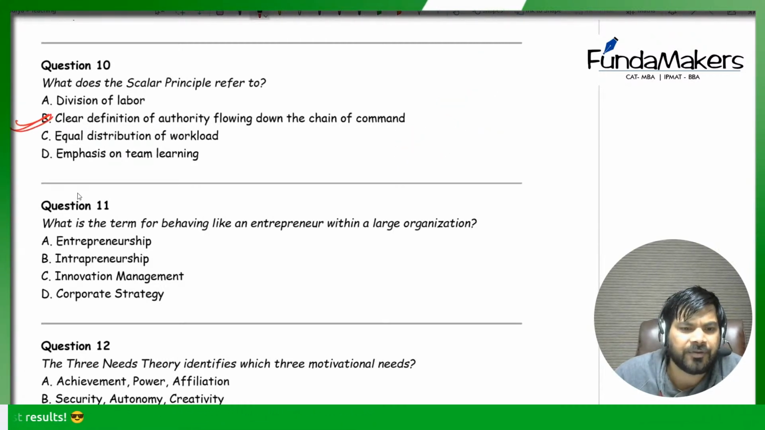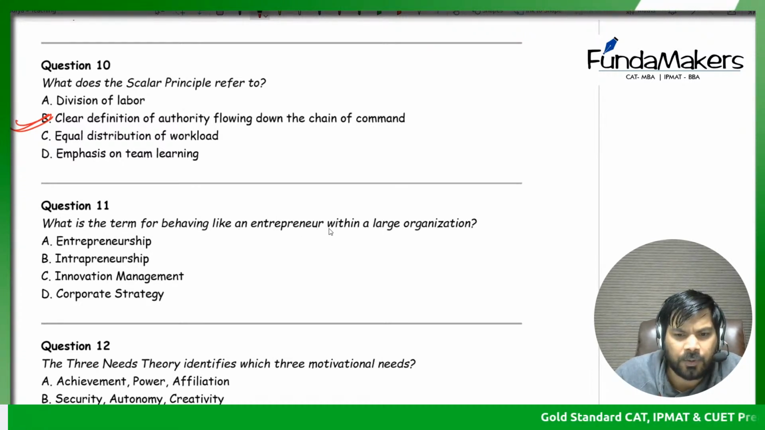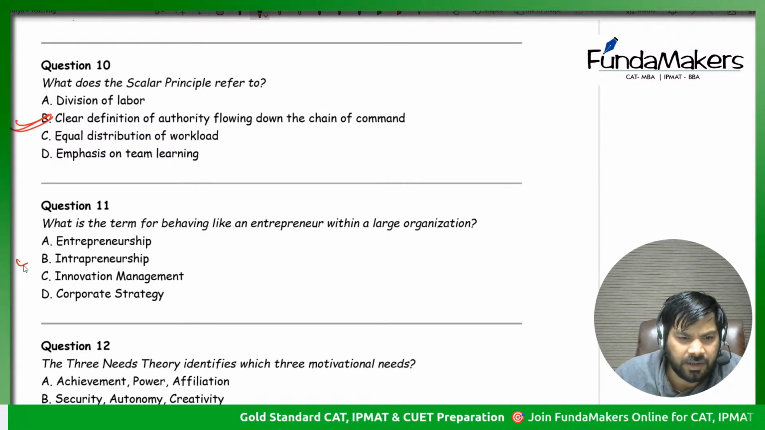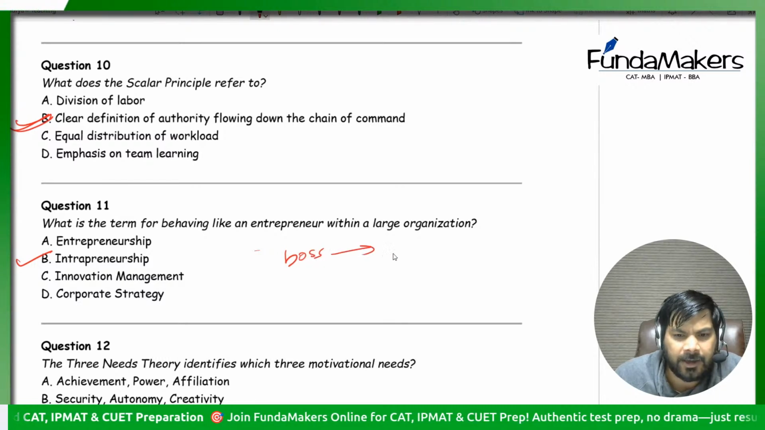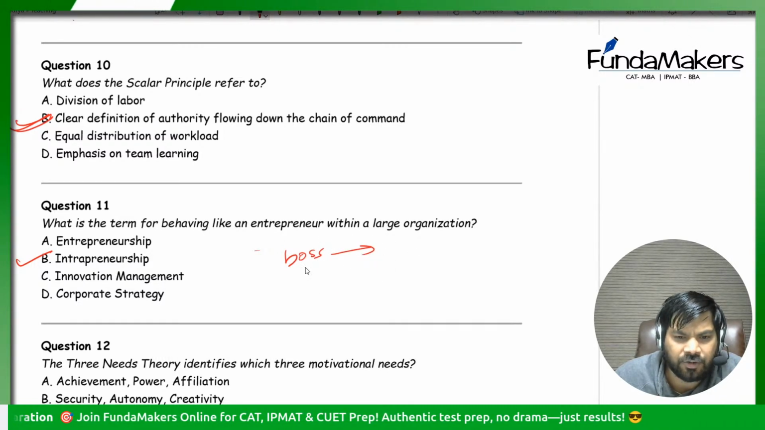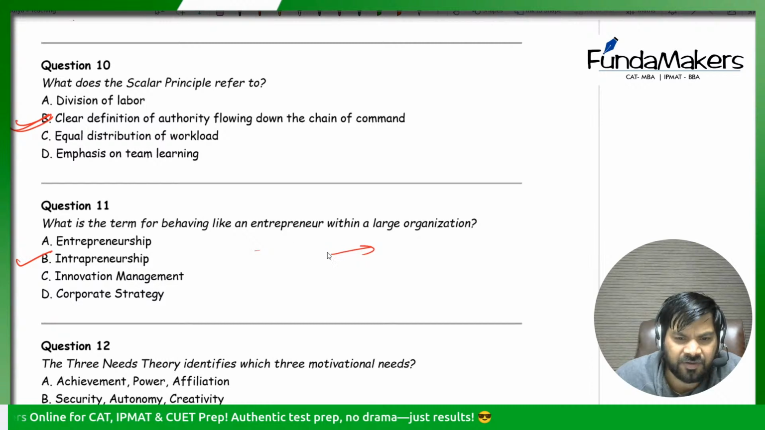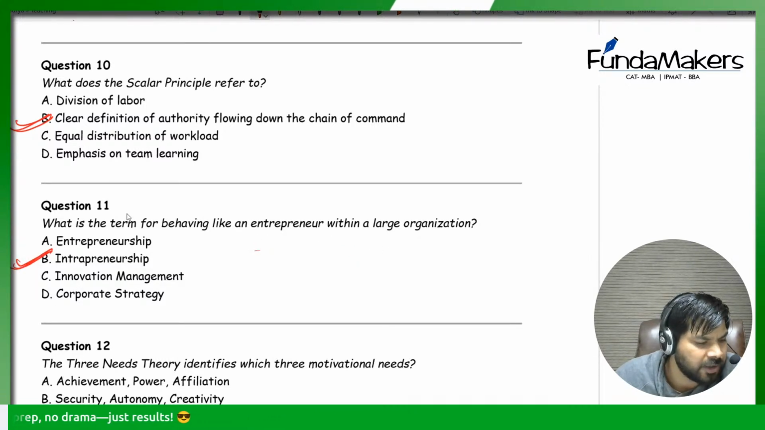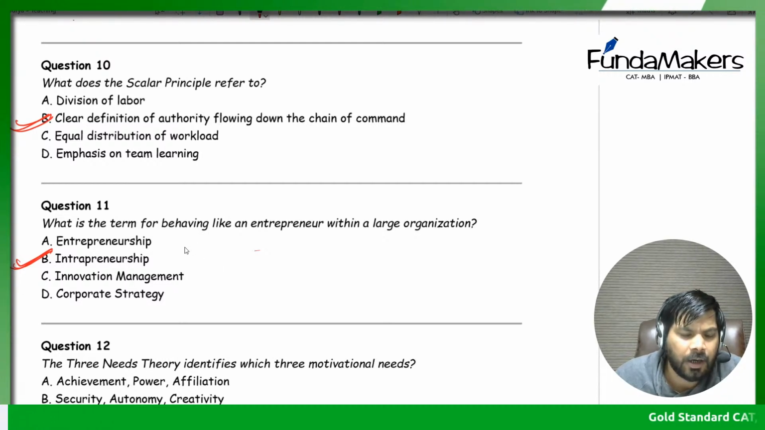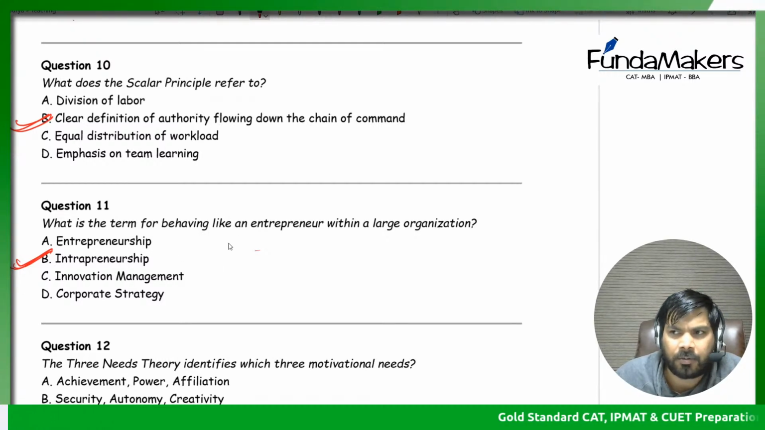So, the scalar principle. What is the term for behaving like an entrepreneur within a large organization? Within a large organization, it is intrapreneurship. So basically, you are a boss in a large organization, and you are taking decisions and managing the business like an entrepreneur. So it's intrapreneurship. Entrepreneurship is when you start a company, a new business. Intrapreneurship is when, in a company you are running, you act like an entrepreneur by taking decisions and solving problems.